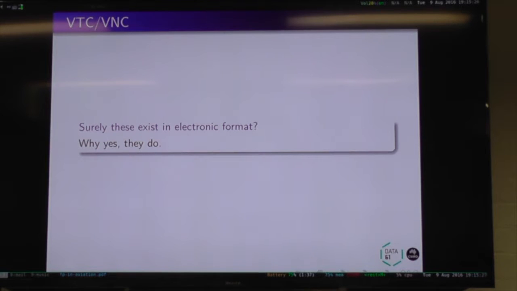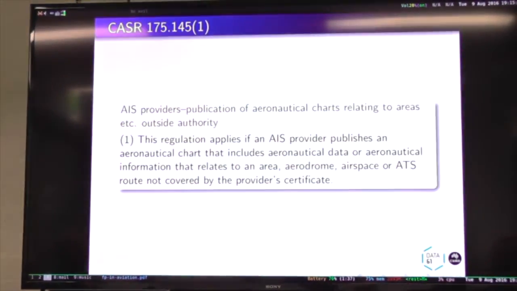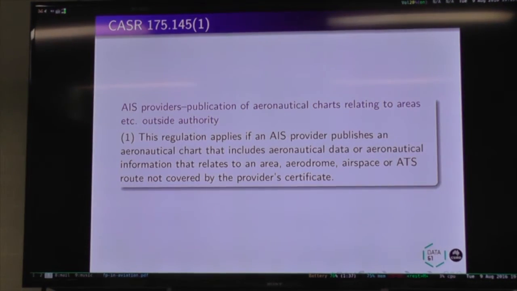All right, but as we're programmers, we would ask this question. Do they exist in electronic format? Yes, they do. 175, 145. This regulation applies if a provider of the aeronautical data information system, I think that stands for, publishes an aeronautical chart that includes aeronautical data or aeronautical information that relates to all the stuff that's on here.